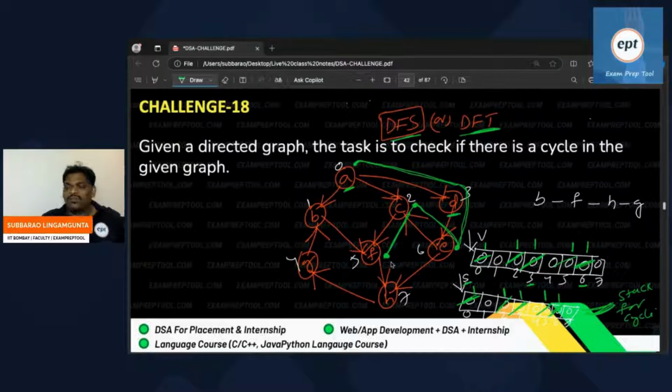Now again as usual, who is F adjacent? I think only one person, H. Go there. And one more, H is not visited also. H means what? 7. Visited of this person is 1 and it is there in the stack also. Total green path is there in the stack.